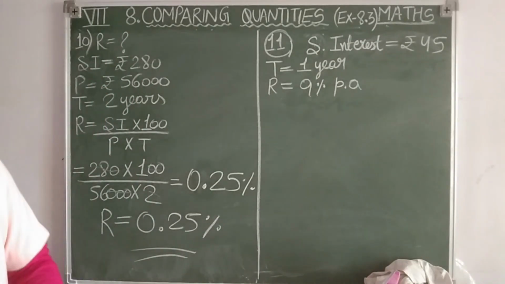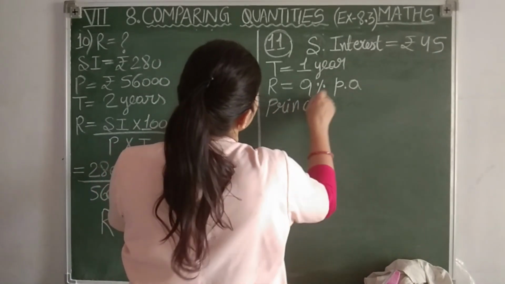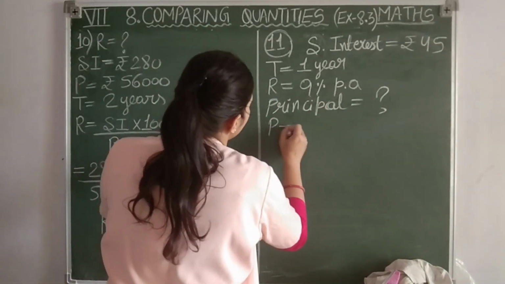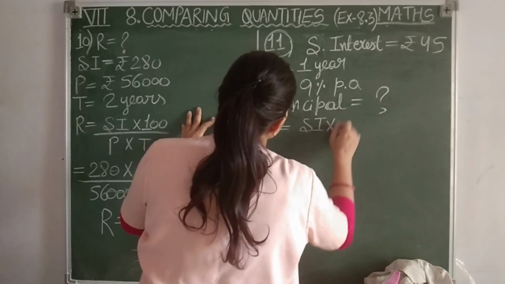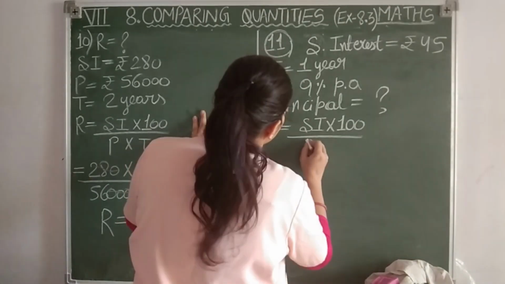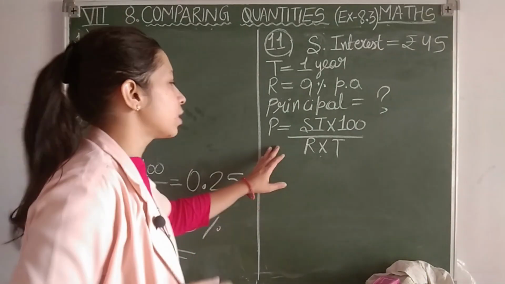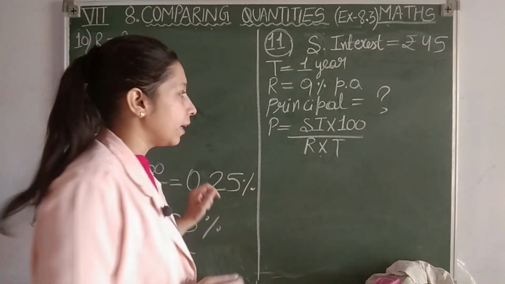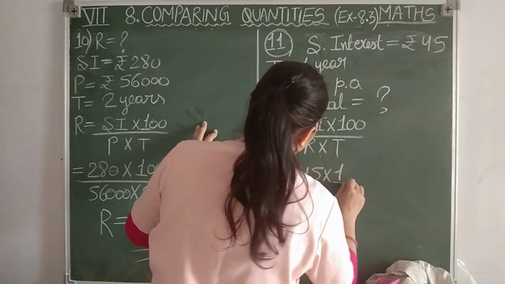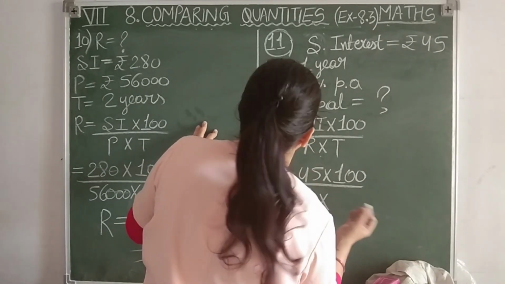So students, now I think you understood what to find out. Here you have to find the actual sum. So that means principal here we have to find out. Principal is not given. So again I have explained you this formula. Principal is equal to simple interest into 100 upon rate into time. Now let us write the values. Simple interest is 45 into 100 upon rate into time, means rate is 9 into time is 1.